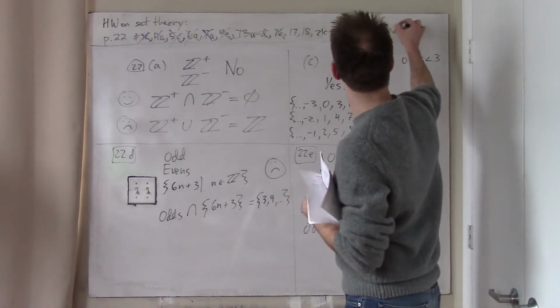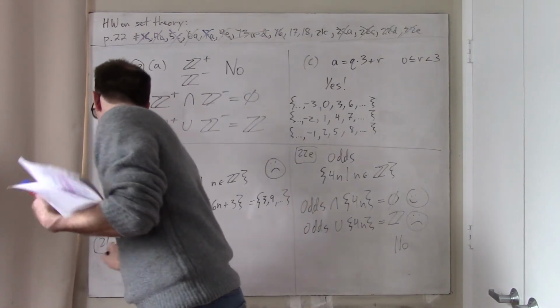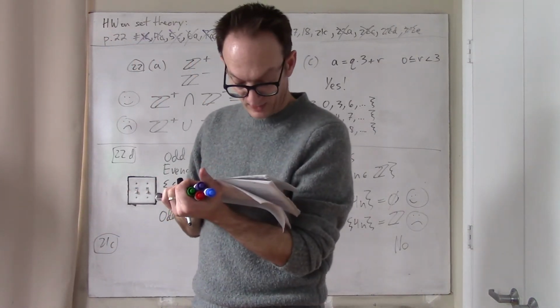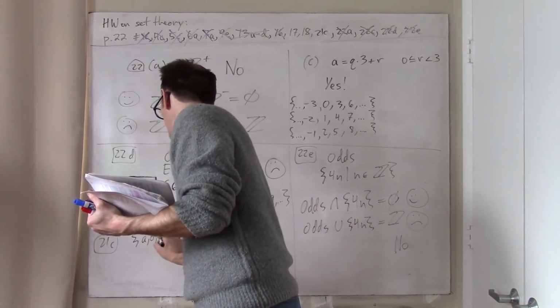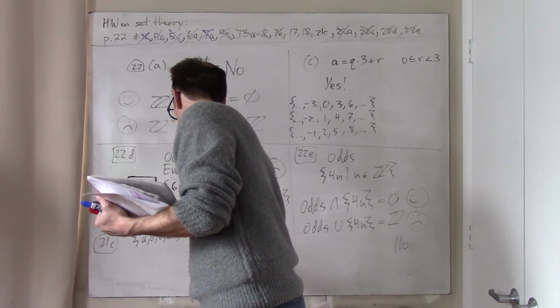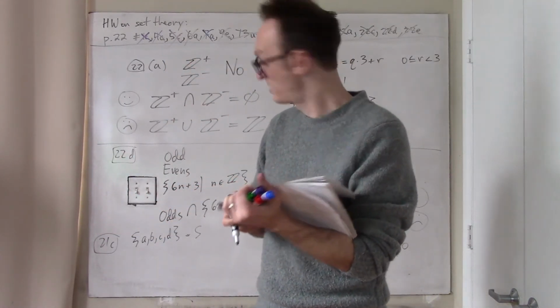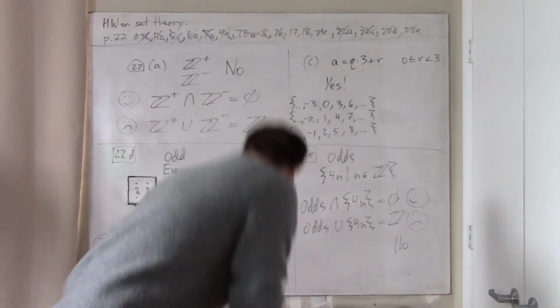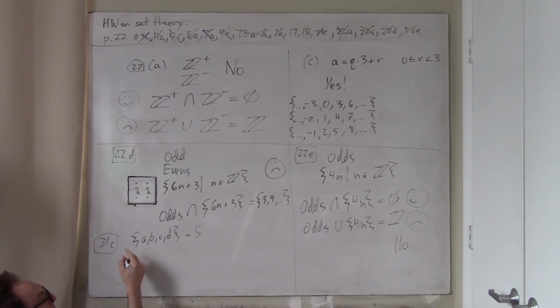Okay, finally, because I skipped it, 21c. What is 21c? It says, consider the set S, which is A, B, C, D. And the question is, list all possible partitions of S. So that's kind of exciting. What are the ways to do this? They have to be non-empty, right? So here are my options, I guess.